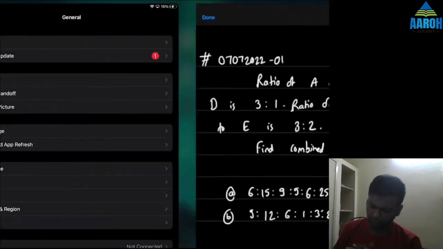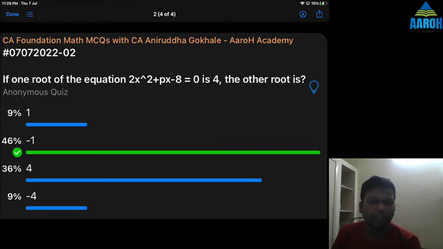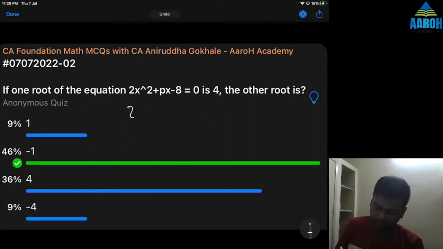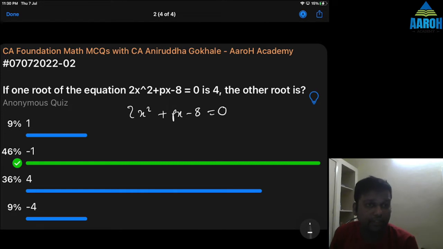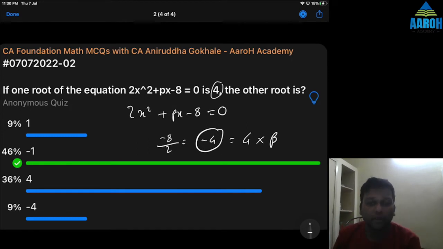Okay, next, 2. If one root of this equation is 4, then the other root is: 2x square plus px minus 8 is equal to 0. Now this question is easy because one root is directly given, right? We know that product of roots is what? C upon A. What is C? Minus 8 upon A is 2. So product of roots is going to be minus 4. So product of roots is what? One root into other root. Alpha into beta, right? So the other root is going to be what? Minus 4 by 4, which is minus 1.